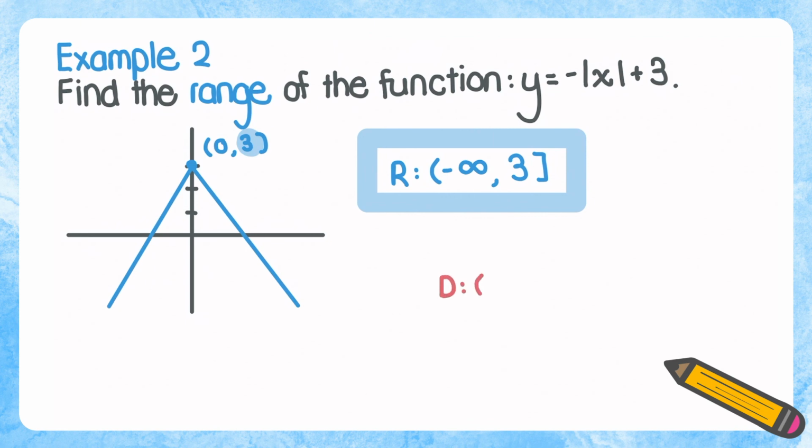And in case you were curious, let's also look at the domain. Here, any x value is possible for this function. So anything from negative infinity all the way to infinity. We can also just use this fancy R to denote the domain. And this fancy R stands for all real numbers. So let me just write that down here.